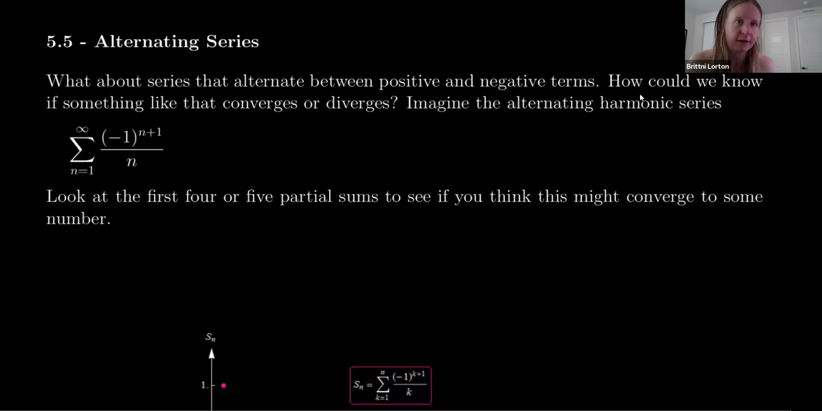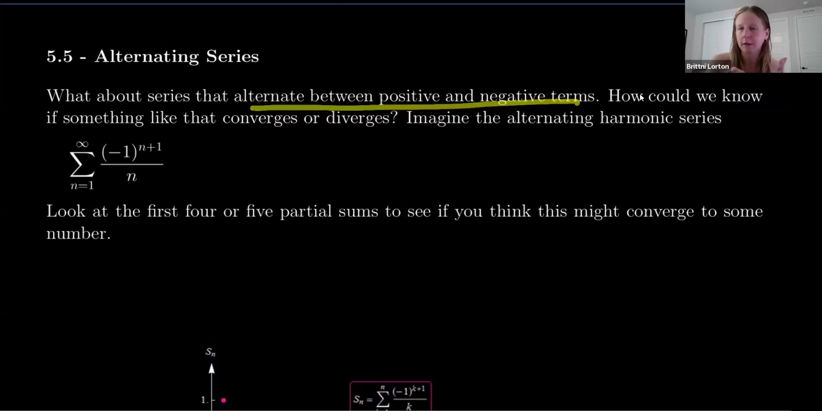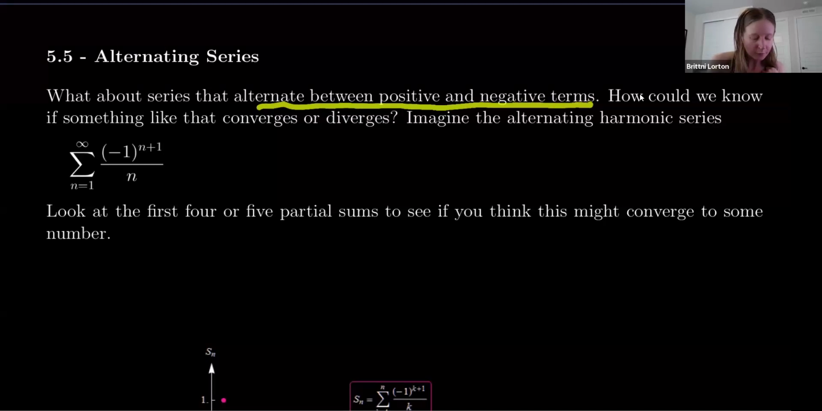Section 5.5, alternating series. There's a couple more definitions and tests to figure out if something converges or diverges in this section. Let's start off thinking about a series that alternates between positive and negative terms. In the previous couple of sections, like the comparison test, the integral test, and the divergence test, things had to be only positive. So here, let's consider terms alternating between positive and negative. How could we know something like that converges or diverges?